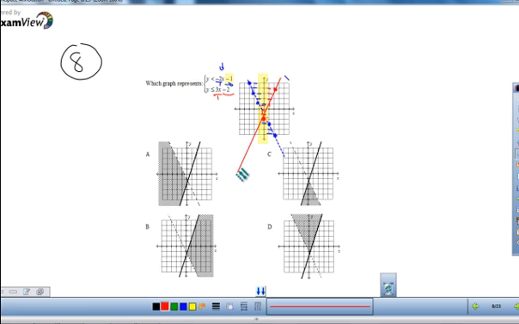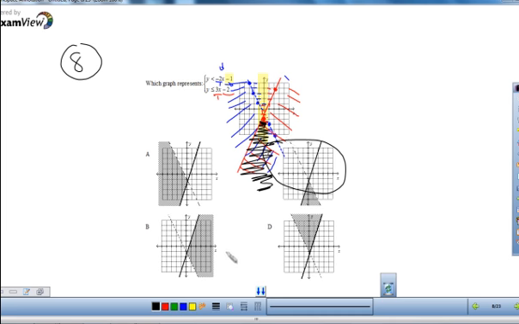So now, since this is y is less than, we want all the numbers that are lower than the line, so I'm going to shade the bottom of the line. For the red line, I want all the values less than the line again, so I'm going to shade the bottom of the line. My solution is where both colors meet, which would be this section right here. So the answer would be C.